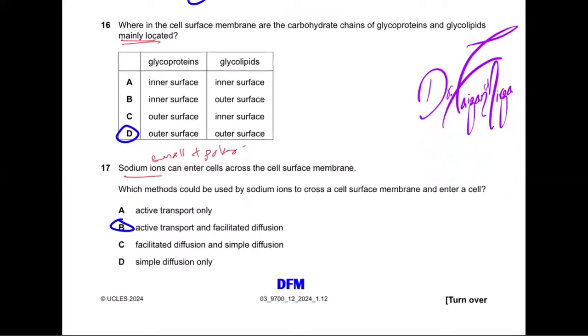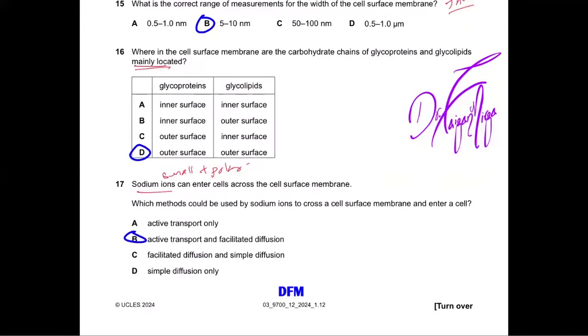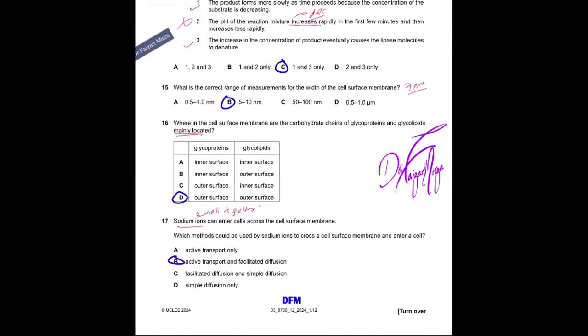Mainly. So yeah. Sodium ions can enter the cell across the cell surface membrane. Sodium ions are small, they are polar. Which method could be used? Active transport only? No. Active transport is used, yes. Passive diffusion can also be used because there are channels that will allow sodium ions to move. For example, in neurons and muscles, we have channels that open up. There are leak channels that allow sodium to move in or move out depending on the gradient. And yes, we have the sodium-potassium pump as well. So all the ions, sodium, potassium, protons, chloride ion, they move by active transport as well as by passive diffusion.